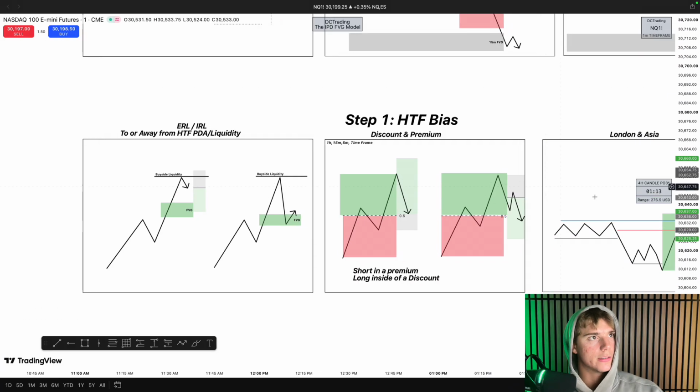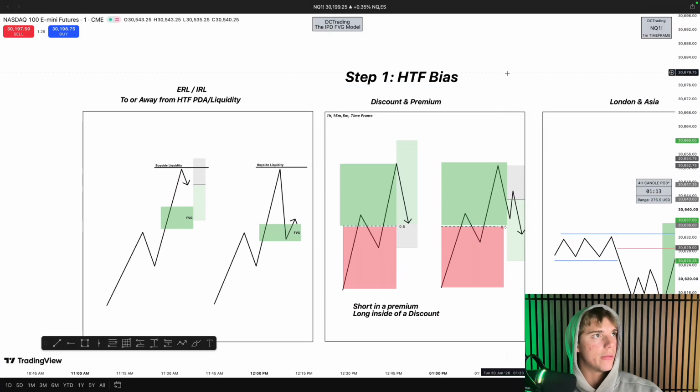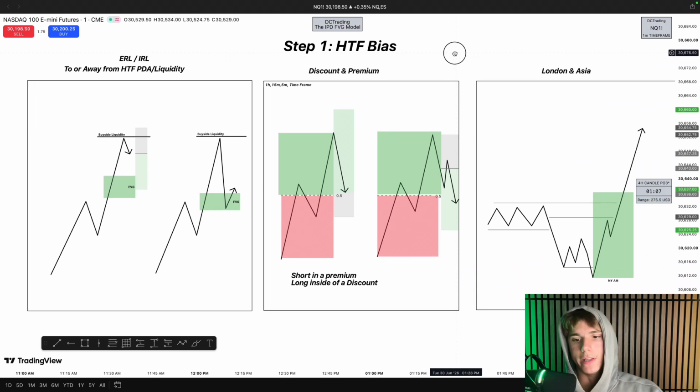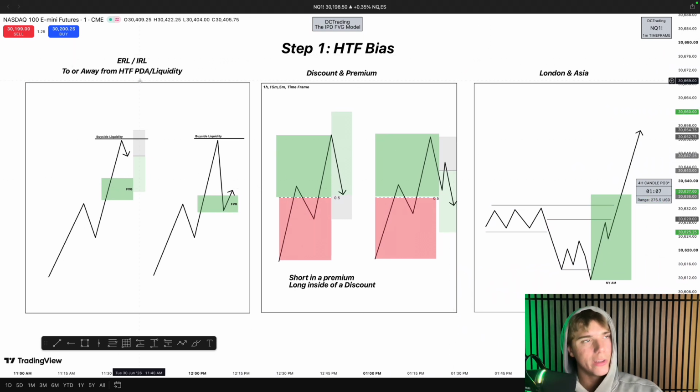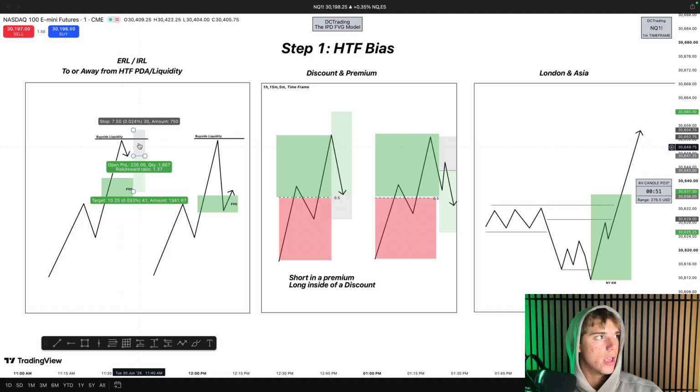Step 1 is going to be determining your higher time frame bias. You need to be always questioning on the higher time frame: are we going external range or internal range? So does that mean are we going away from or to a PD array, or away from or to liquidity? As you can see in this example, you would be short because you already took out buy side liquidity and you need to have an internal range move down into a fair value gap before you can come up.